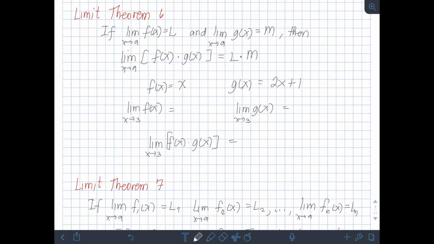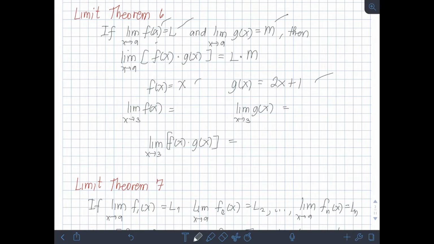So, kapag meron ka raw limit of f of x as x approaches a na nag-a-approach sa L, at limit of g of x as x approaches a nag-a-approach sa m, then pwede nyo ipag-multiply yung limit ng dalawang function na yon as x approaches a din dapat, then yung magiging sagot ng limit ay yung product ng individual limit nila. So, for example, f of x is equal to x and g of x is equal to 2x plus 1.